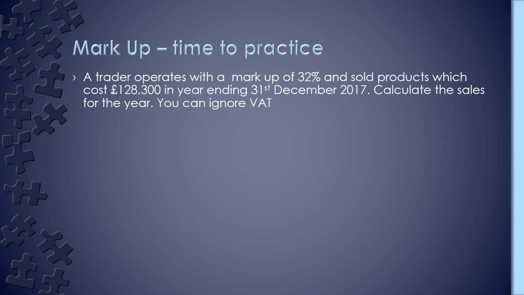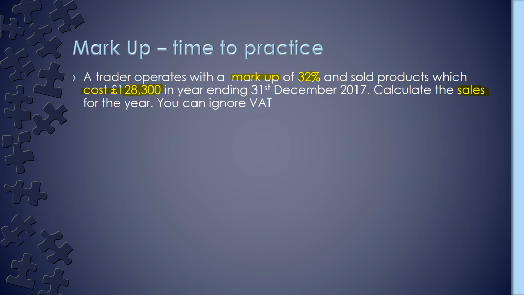So let's run through this question. A trader operates with a markup of 32%. So we're working with markup of 32 and sold products which cost $128,300 in the year ending 31st of December 2017. Calculate the sales for the year, and you can ignore that.